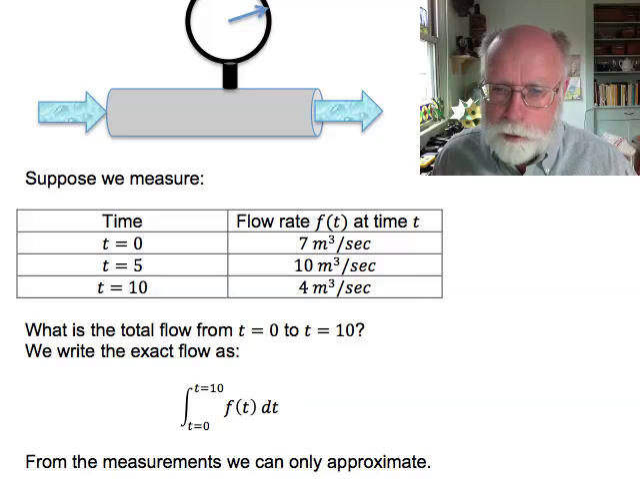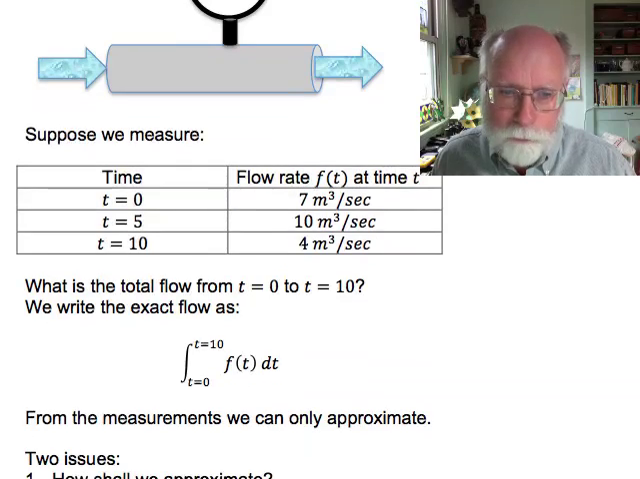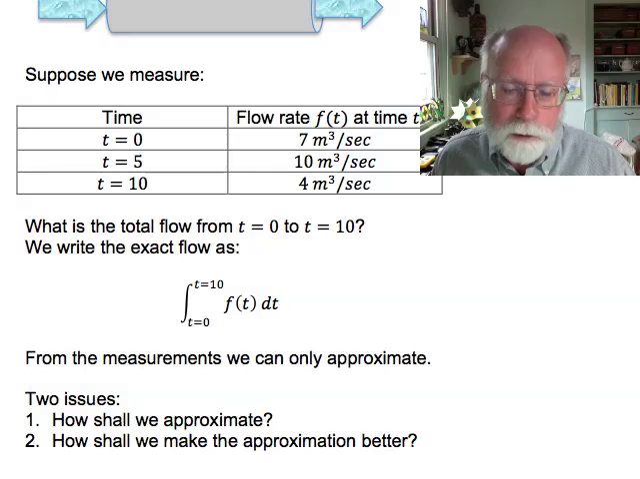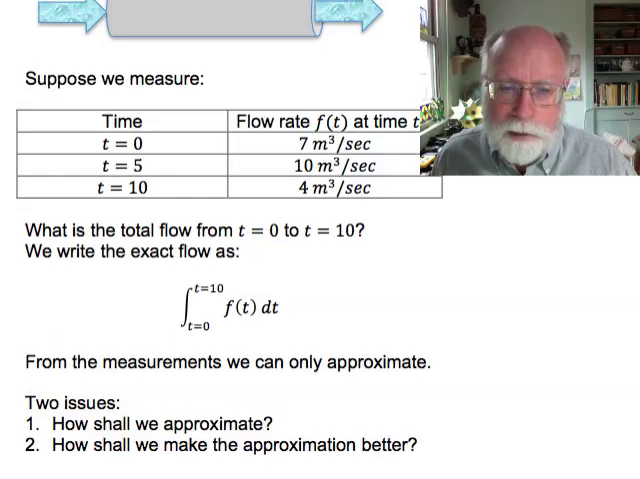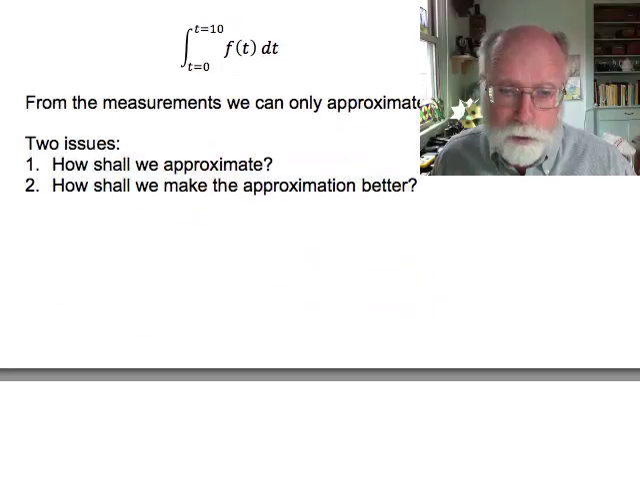From the individual measurements, we can only make an approximation to the value of that integral. The integral itself is always the exact flow that we would get by a perfect approximation. So we can ask, how shall we do that approximation, and how shall we make the approximation better?